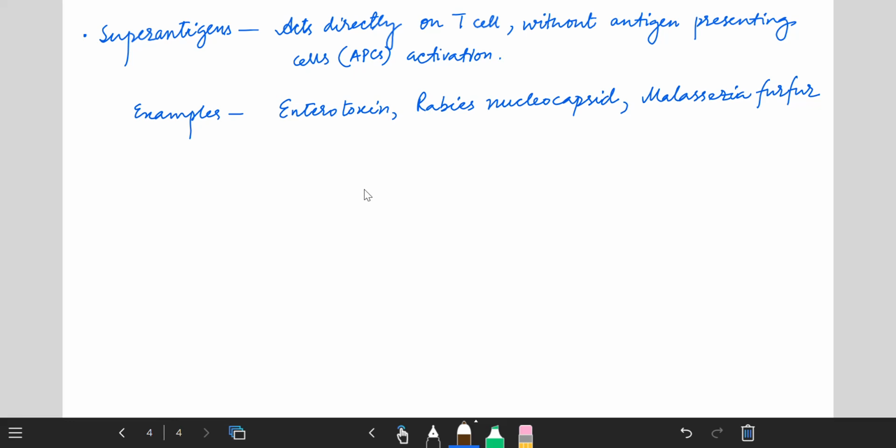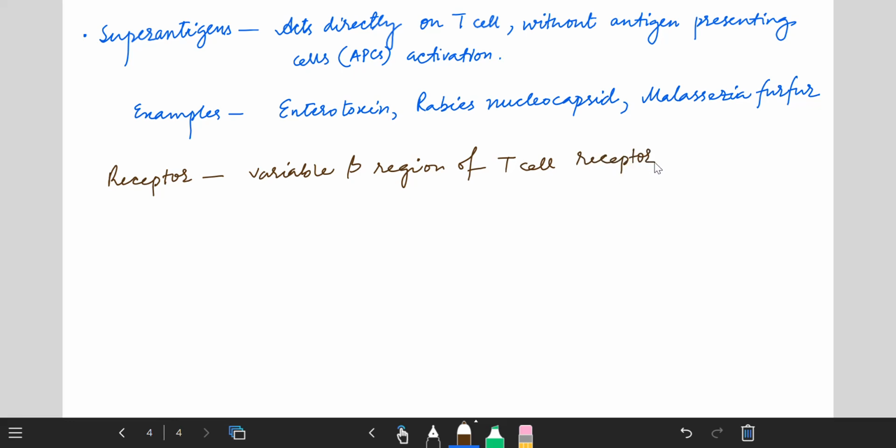Okay. Now, the receptor for these superantigens is the variable beta region of the T cell receptor. So, the receptor is the variable beta region of the T cell receptor.